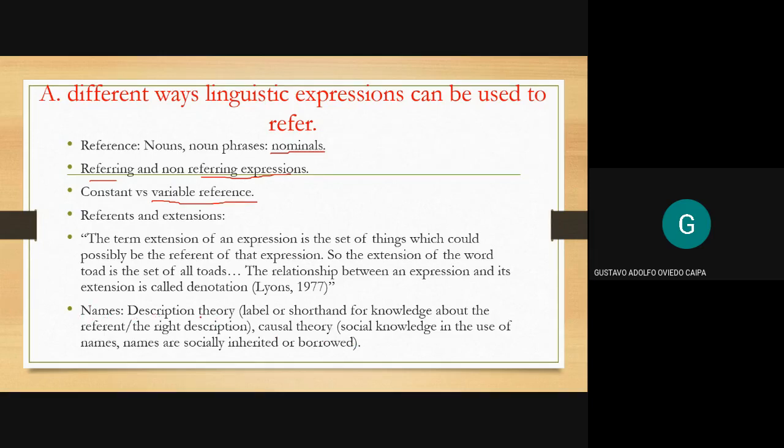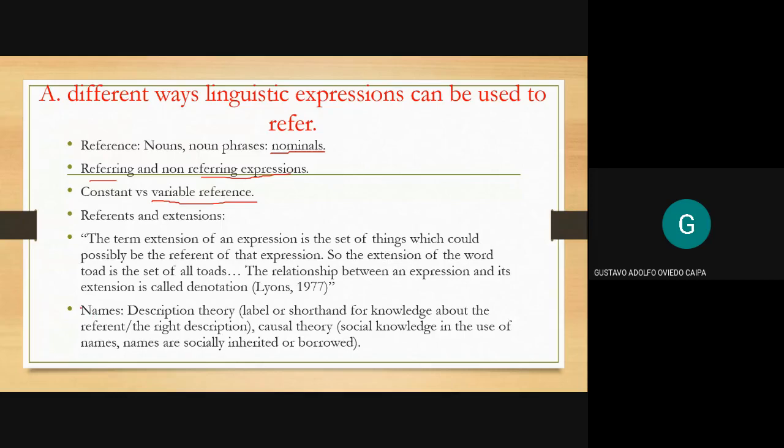Names from the description theory are a label or a shorthand for knowledge about the referent, the right description. Or we can discuss names from a causal theory, which is the social knowledge in the use of names. Names are socially inherited or borrowed. Now we can discuss a little bit about names.